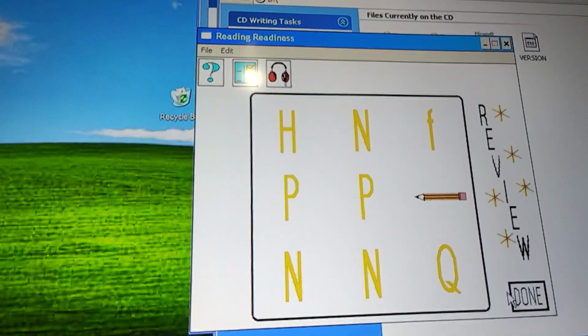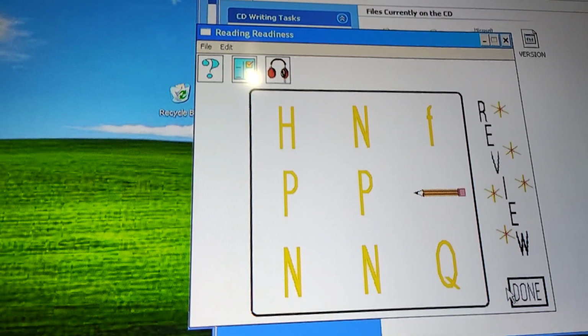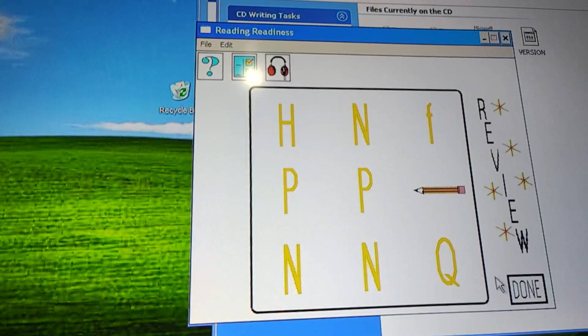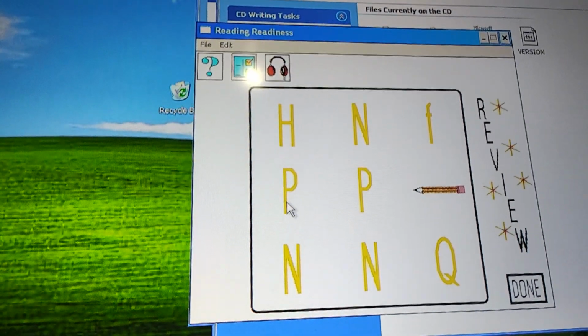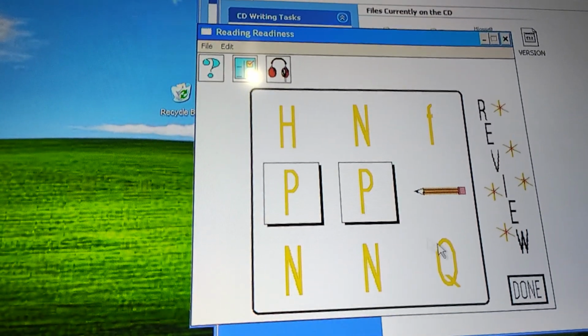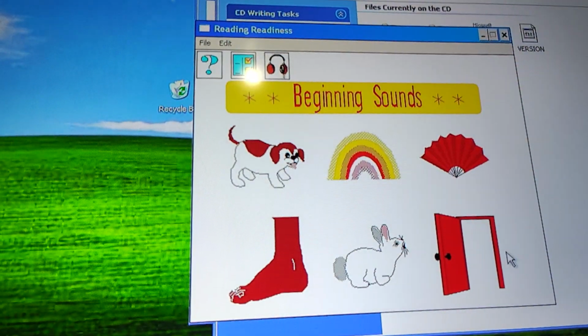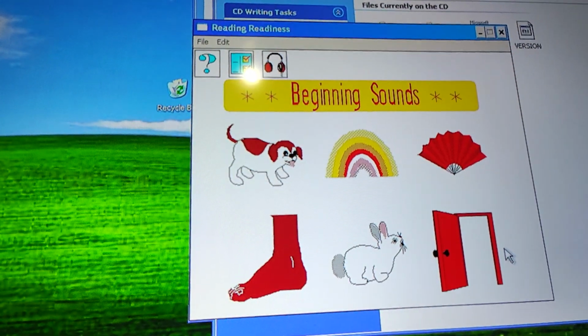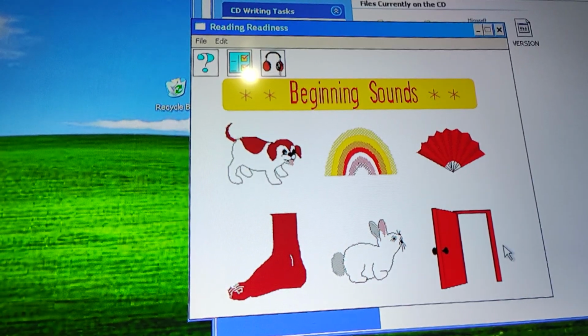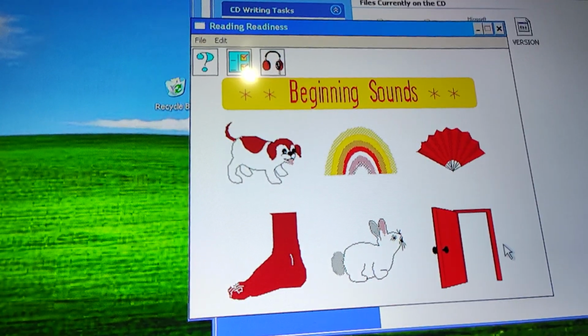Let's review the letters of the alphabet. Mark all of the capital P's. Click on Done when you are finished. Good job! Let's review some words that begin the same. Draw a line between the things that begin with the same letter.